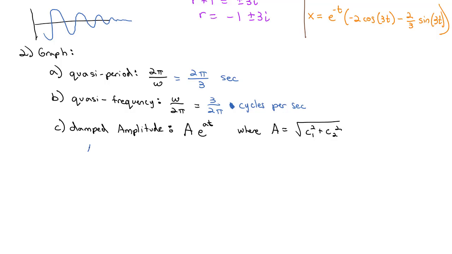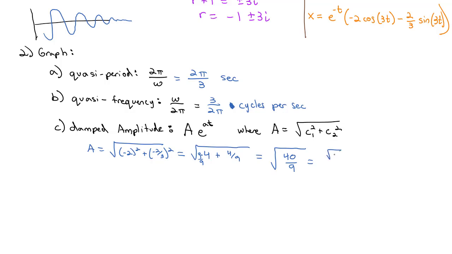So in our case, we can calculate that A is equal to the square root of negative 2 squared plus negative 2/3 squared, which is going to be 4 plus 4/9. So to get a common denominator, I'll multiply by 9 over 9. 9 times 4 is 36, plus 4 more is 40 over 9. And so we get the square root of 40 over 3. And if we wanted to, we could simplify that radical. That's 2 root 10 over 3.